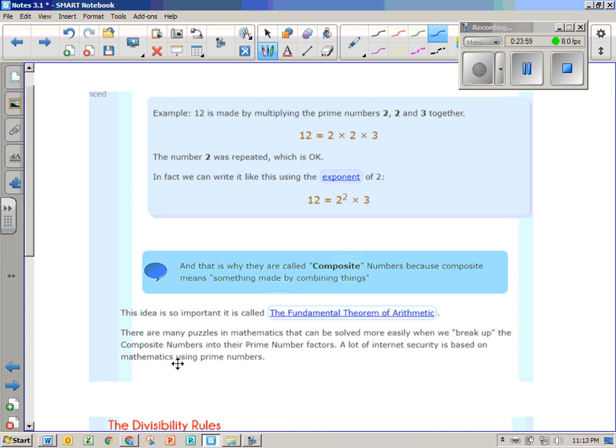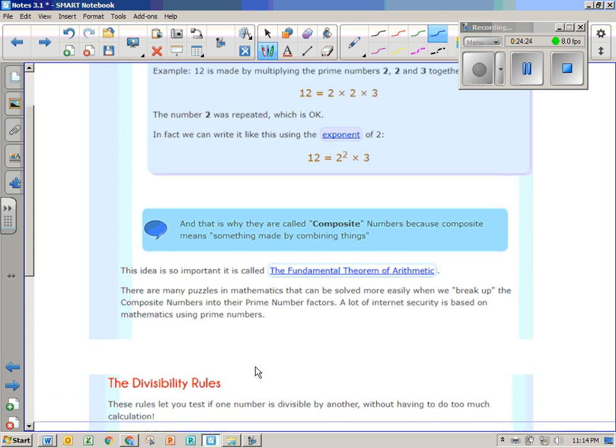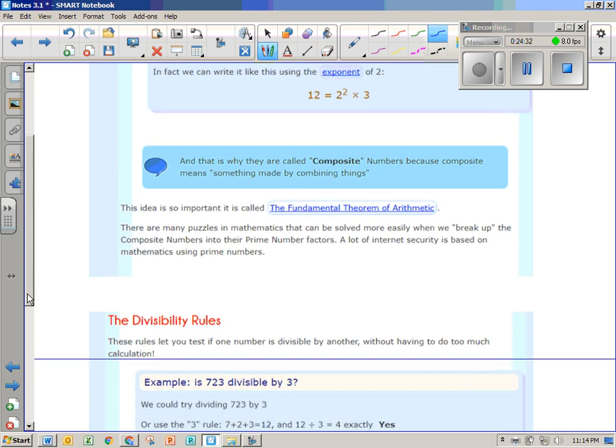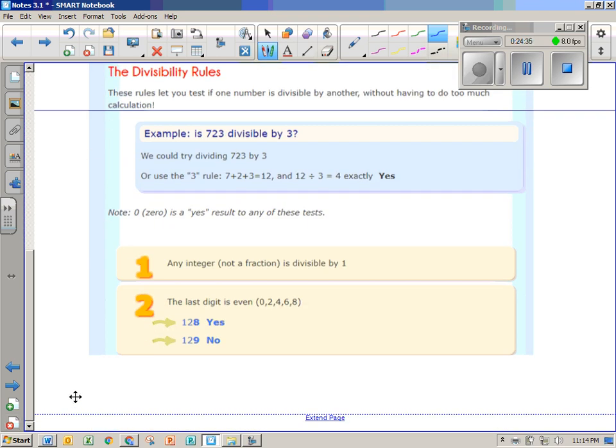I didn't point this little paragraph out, but this is really interesting. It says there's many puzzles in mathematics that can be solved more easily when you break up the composite numbers into their prime number factors. And this is what I thought some of you might find interesting. I know I do. A lot of internet security is based on mathematics of prime numbers. So if you have an interest in becoming a hacker for good, to use your skills for security purposes, you would be studying more and more about prime numbers. A lot of computer language involved in prime numbers.